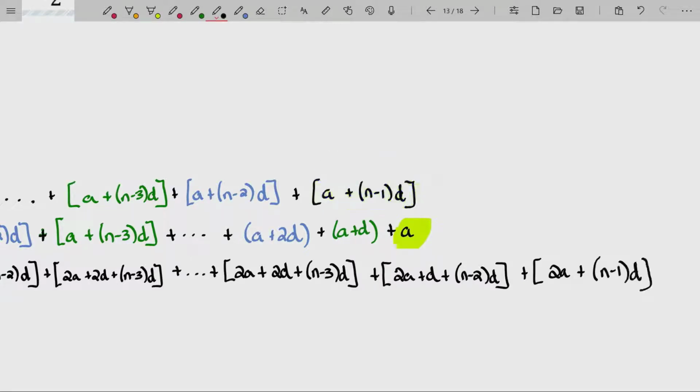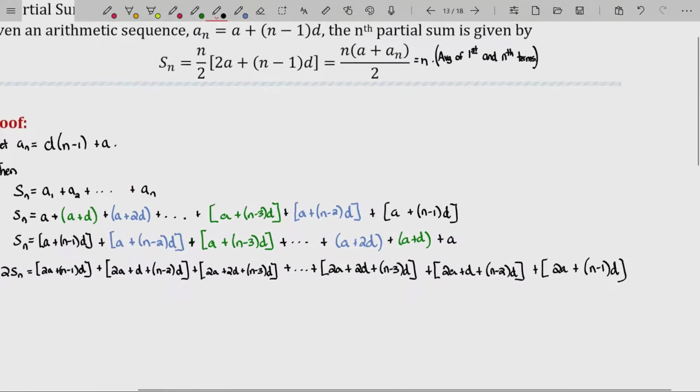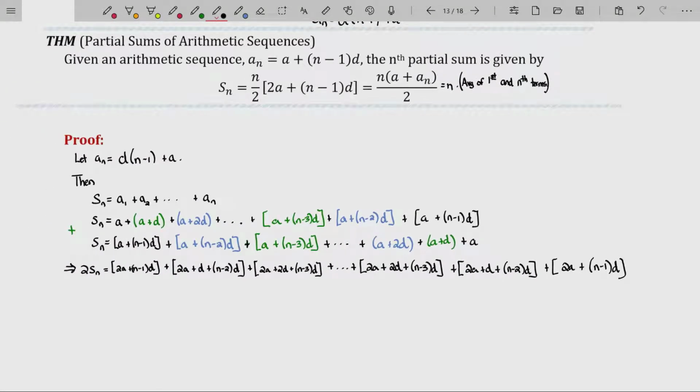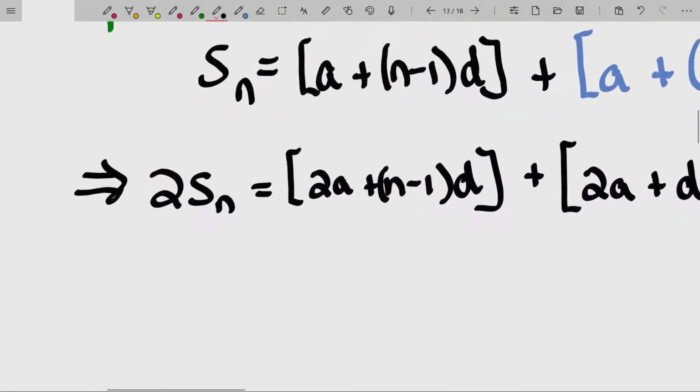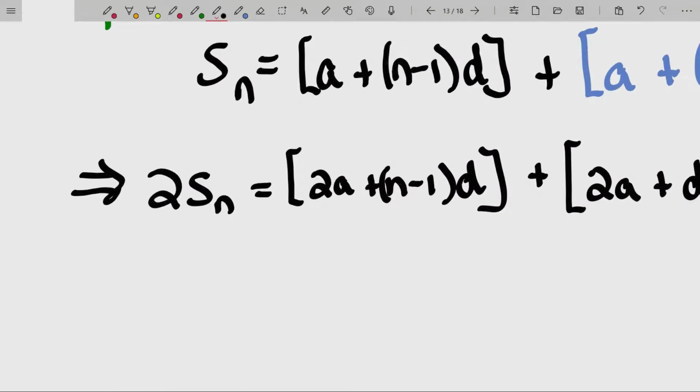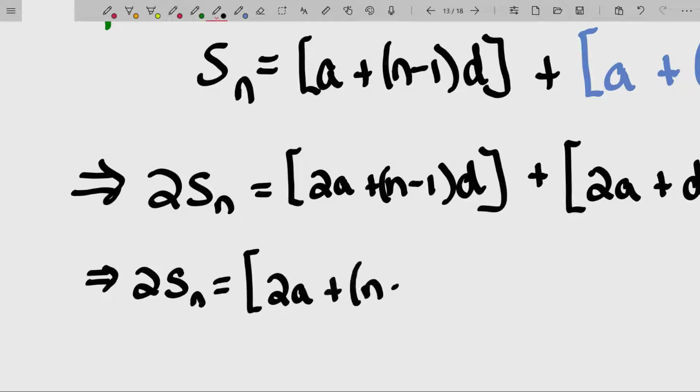And you say, why did you go through all of that? That's just an absolute mess. I hate you for doing that. Whatever you say, I have no idea what you actually say. But I did it because if you look at this, this will imply that we have 2s sub n is equal to 2a plus n minus 1d in that first group.